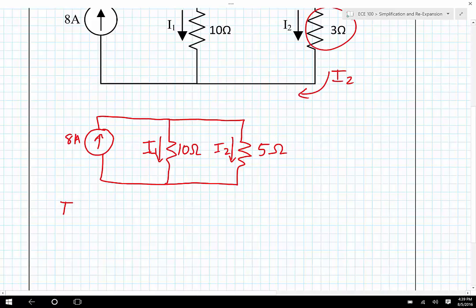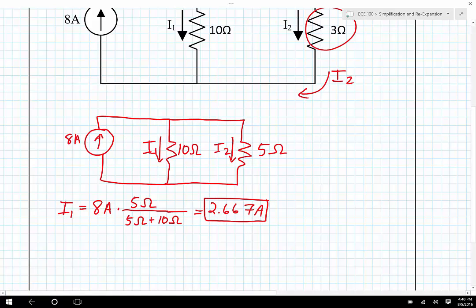I have that I1 is equal to the total current. That's going to be 8 amps multiplied by a ratio, which is the opposite resistor. So this is going to be 5 ohms divided by the sum of the two resistances, which will be 5 ohms plus 10 ohms. And this works out to be 2.667 amps.